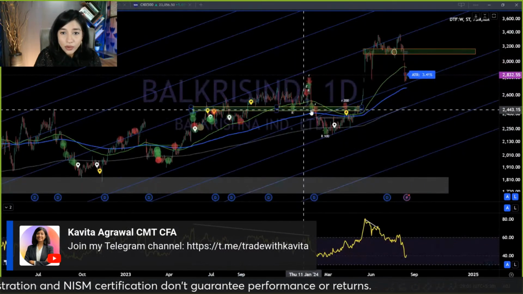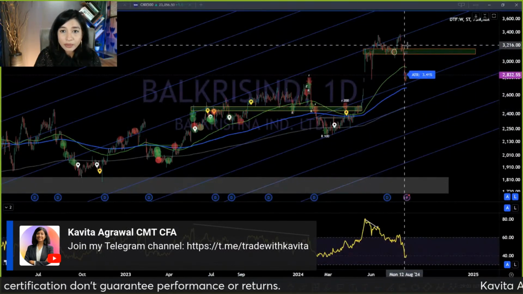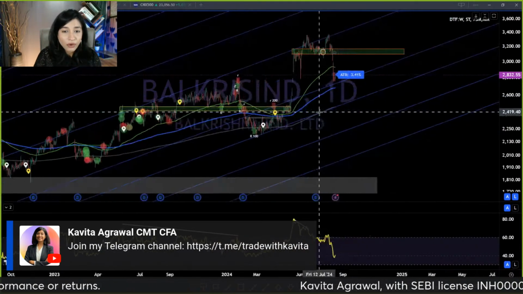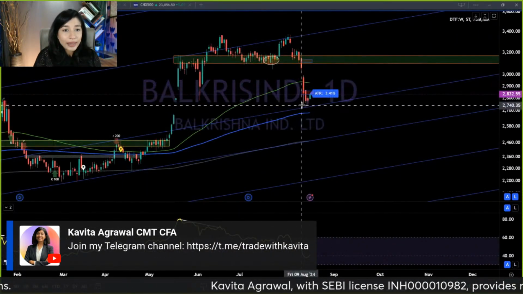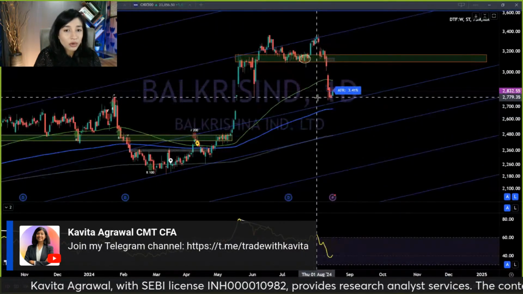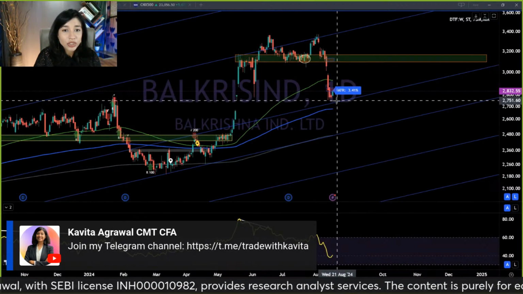And then this also acted as support, and then finally a massive breakout occurred out of that one. From an immediate perspective, I really don't see why I would be interested in taking a long position in Bal Krishna Industries just yet.